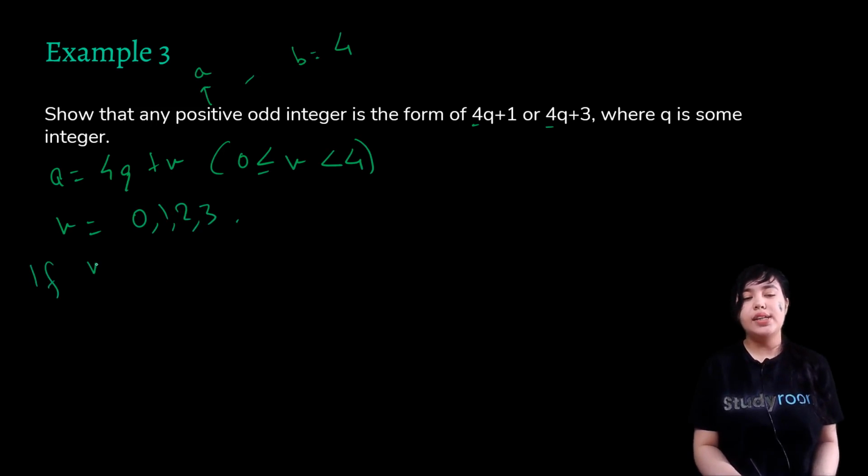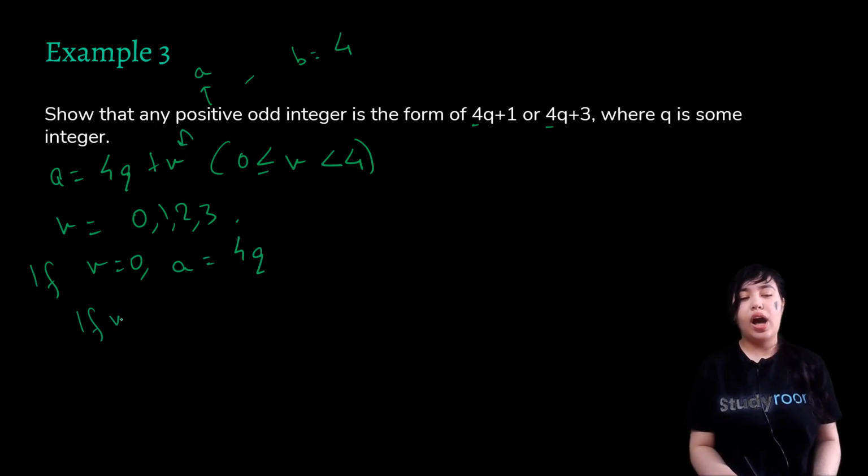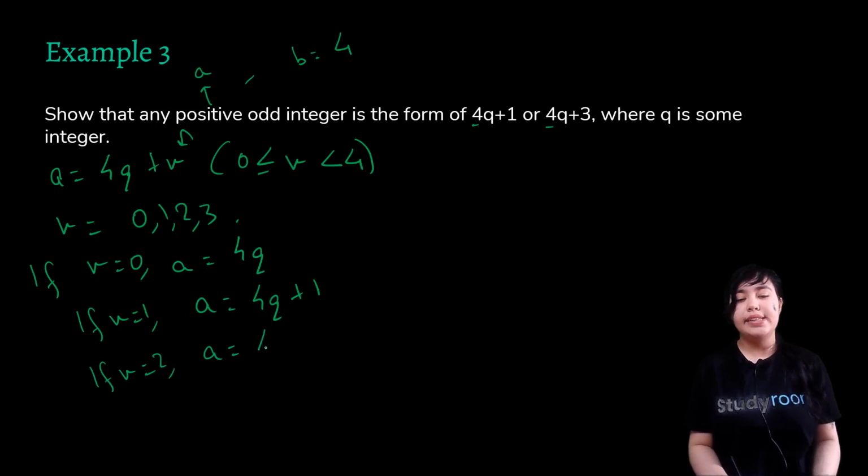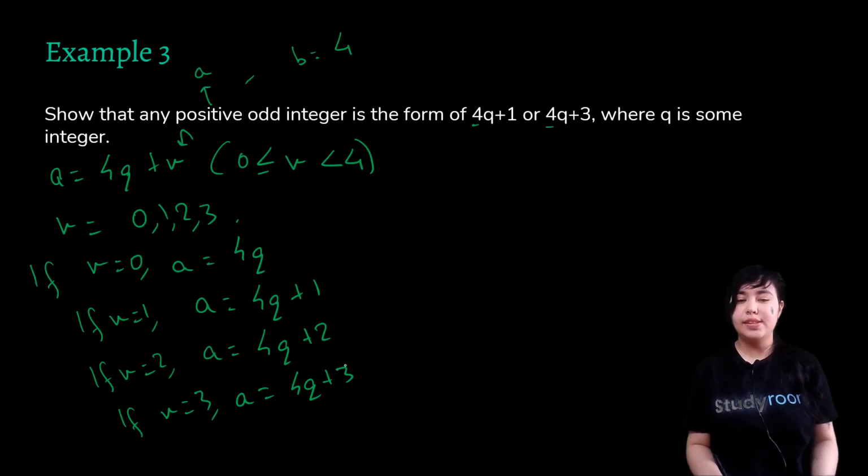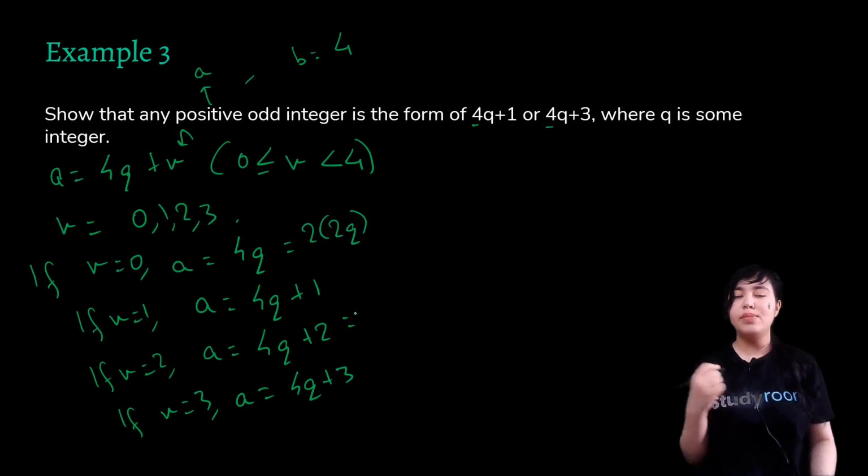So again, if r is equal to 0, you substitute your value of r in this equation, you get a is equal to 4q. If r is equal to 1, we get a is equal to 4q plus 1. If r is equal to 2, a is equal to 4q plus 2. If r is equal to 3, we get a is equal to 4q plus 3. Now 4q we can write as 2 into 2q, and here in 4q plus 2 we can take a 2 common. So we'll get 2 into 2q plus 1.